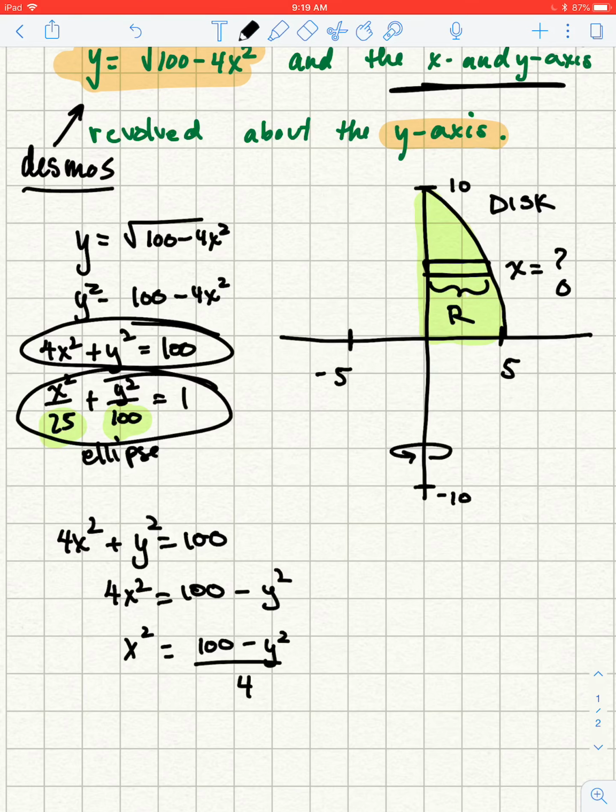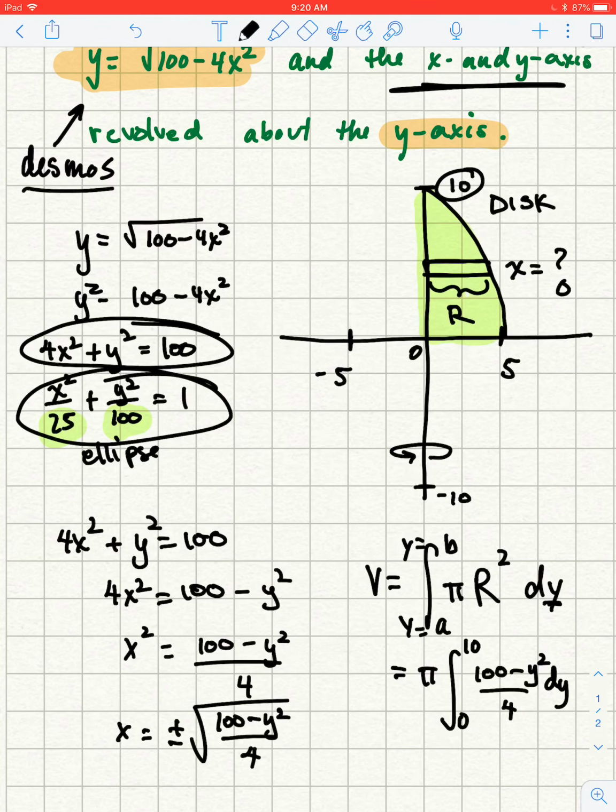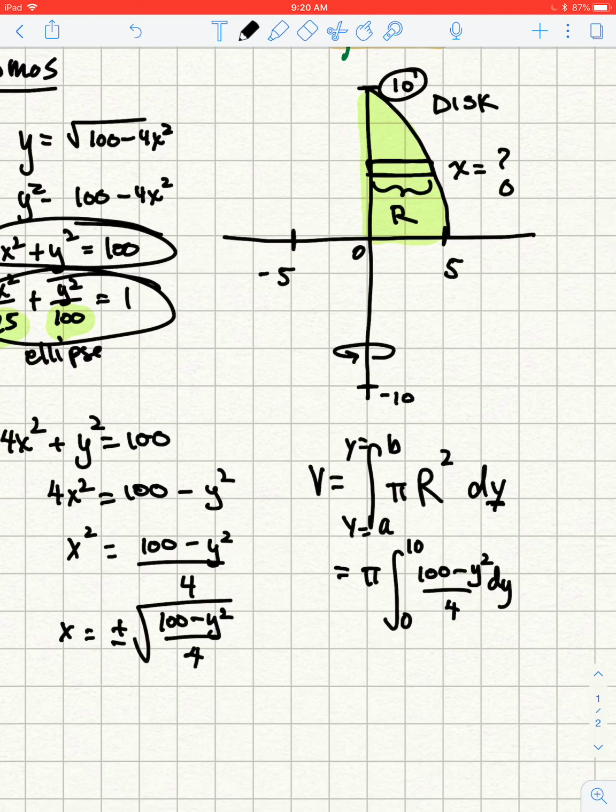I don't know if this will make any sense to you guys, but instead of taking the square root, remember, for the disk method, it's just a to b, pi times our radius squared, and then dy or dx, in our case dy. So we could have it as 0 to 10 based on the y-axis. Remember, because it's dy, we're looking at y from 0 to 10 up here. Now, because it's already r squared, if we solved all the way for x, you would have plus or minus the square root of 100 minus y squared over 4. Well, because we're squaring it, that root goes away, so I just left it as 100 minus y squared over 4, and then dy, and that would be our setup.